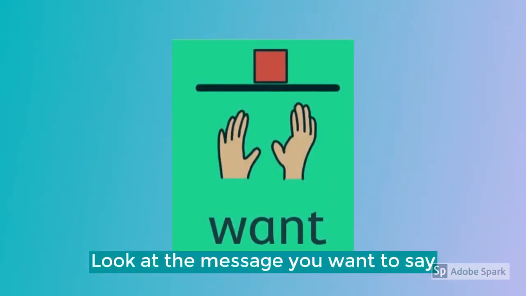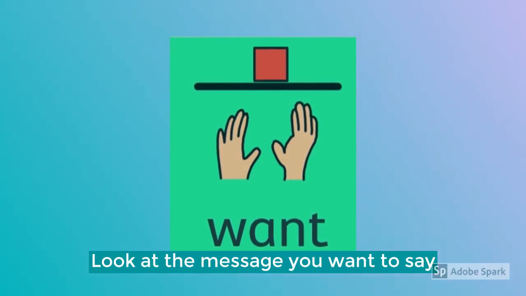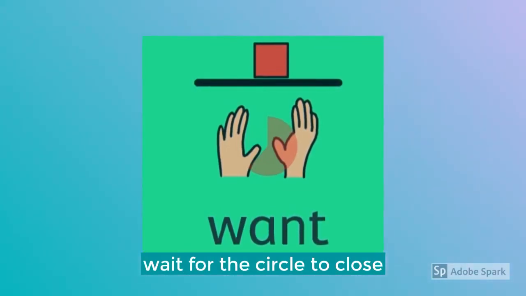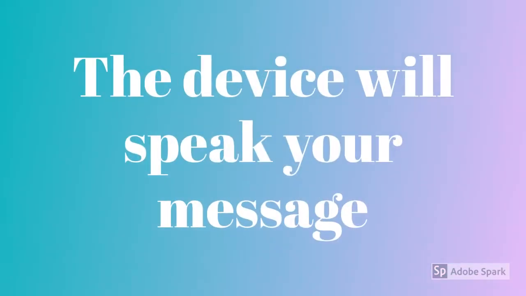So how do you use eye gaze within a communication app? Tell your student to look at the message that they want to say. An animated circle will appear on the screen. The student will need to hold their gaze until the circle closes. Then the device will speak the message.